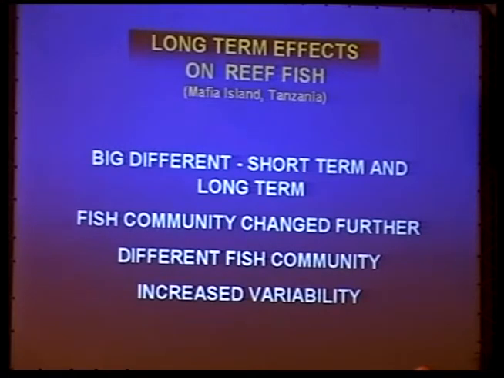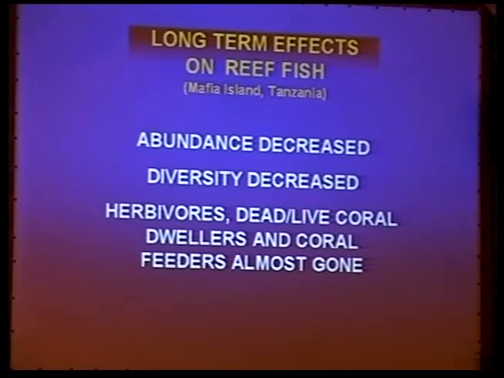In terms of the long-term effects, well, there was clearly a big difference between the short-term and the long-term. The fish community changed further. We had a different fish community, and there was also increased variability. If we look at the Mafia Island site, abundance decreased, diversity decreased, herbivores, coral dwellers, and coral feeders almost gone.